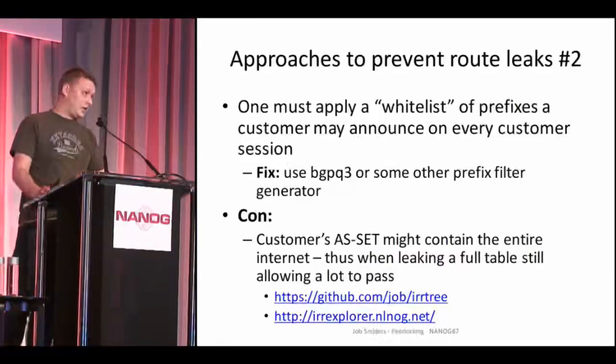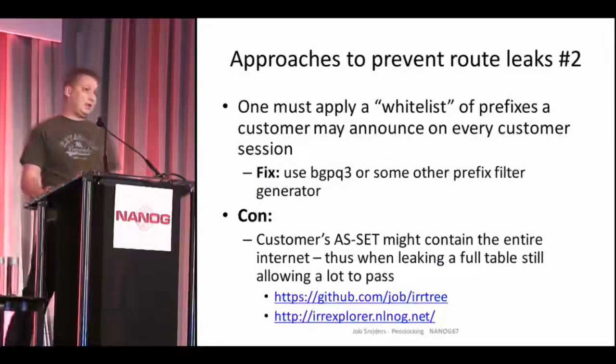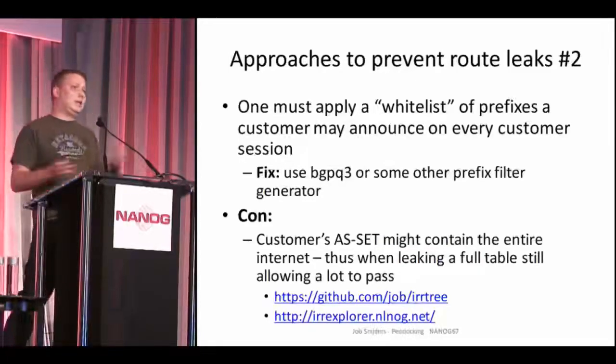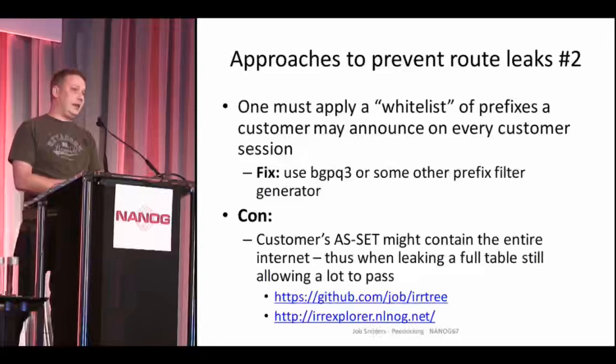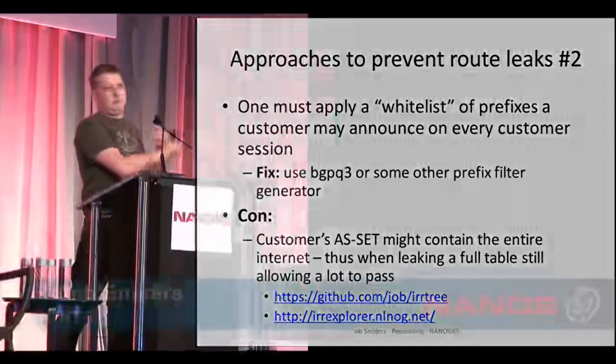However, one of the downsides of this approach is that some people put basically the entire internet in their AS set, and then the filter expands to allow anything, and then if a route leak occurs, the chances of a piece of that route leak being allowed through this filter is significant. So this is not perfect, but if you combine them with the other approaches, then we're slowly getting somewhere.